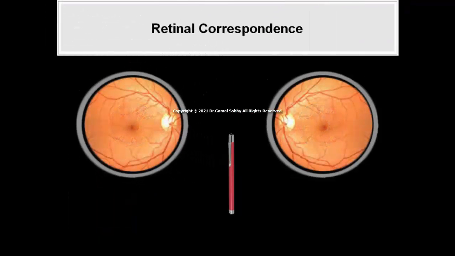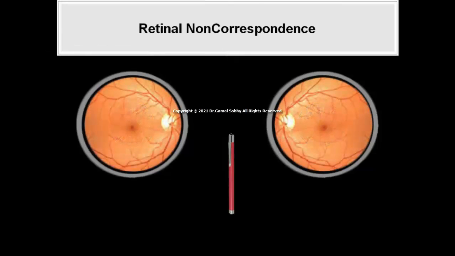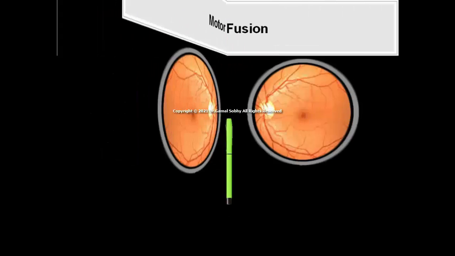Corresponding retinal elements are those elements of the two retinas that give rise to the sensation of the same visual direction. Sensory correspondence is the unification of visual excitations of the two corresponding retinal images into a single visual image. The simultaneous stimulation of non-corresponding retinal elements by an object causes this object to be localized in two different visual directions and appears double, or in diplopia.